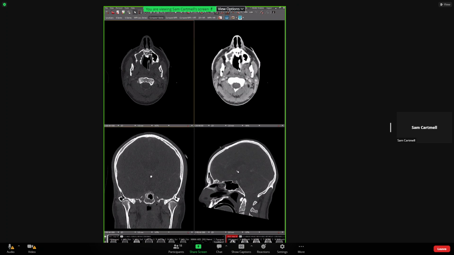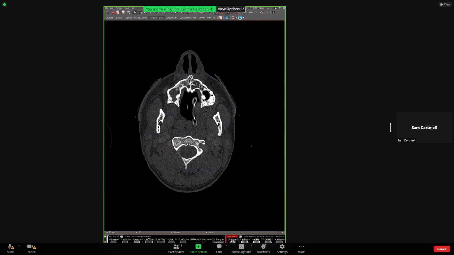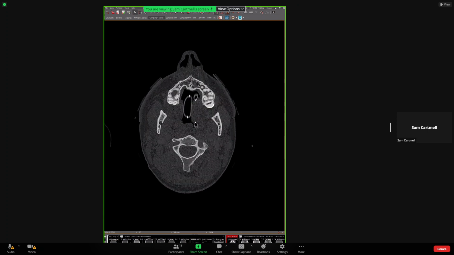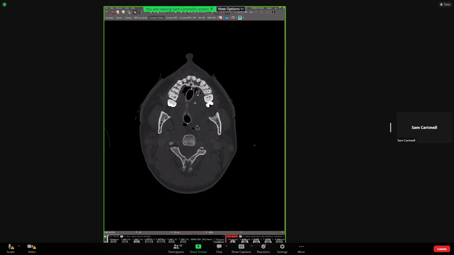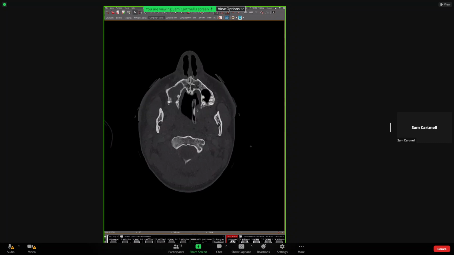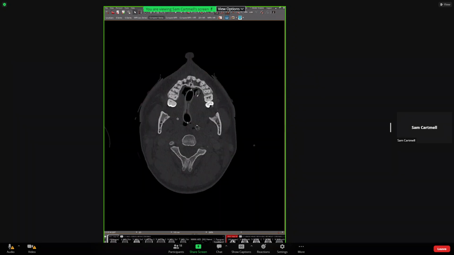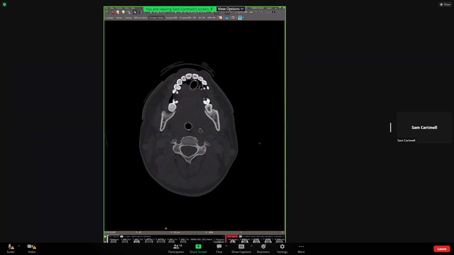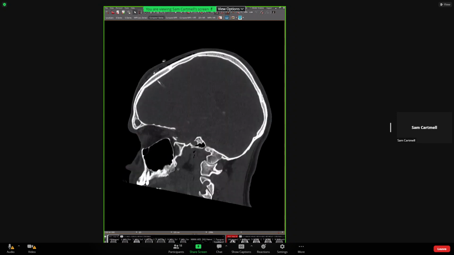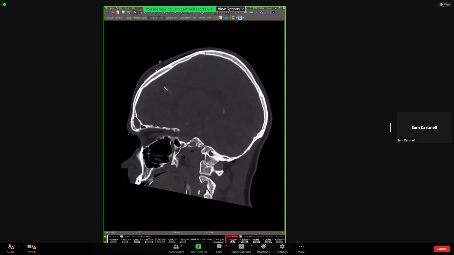So this guy came in because he was having sinus pressure. And you can see he's already intubated, so that can just include the state of his illness. But I'm focusing on the bone windows. If you're going to look for odontogenic disease, you want the thinnest cuts you can. You want bone windows because it's hard to see periapical lucencies otherwise.